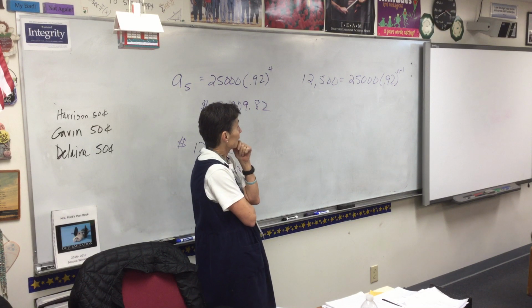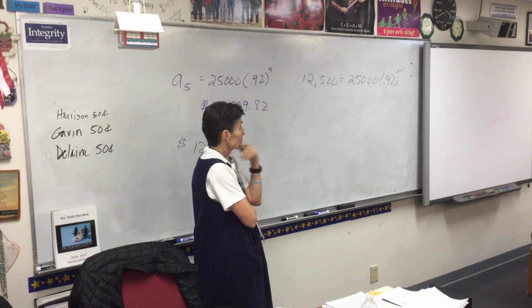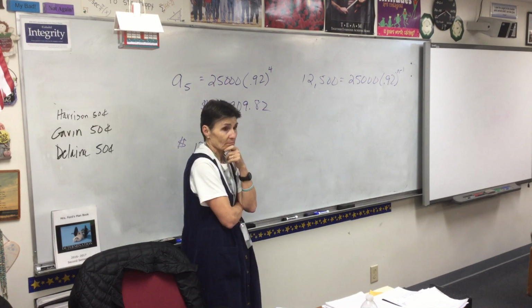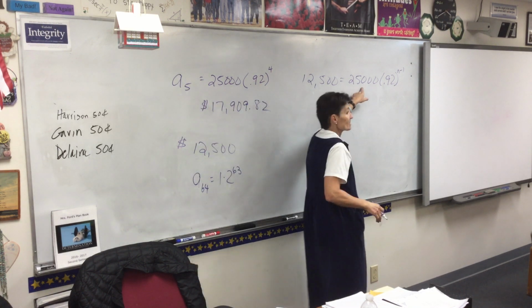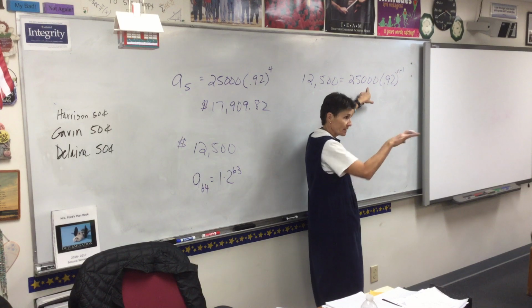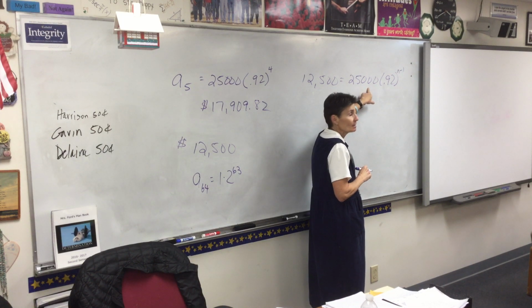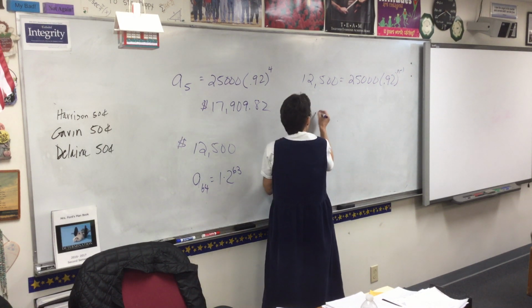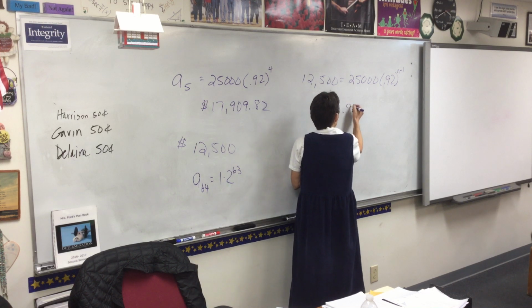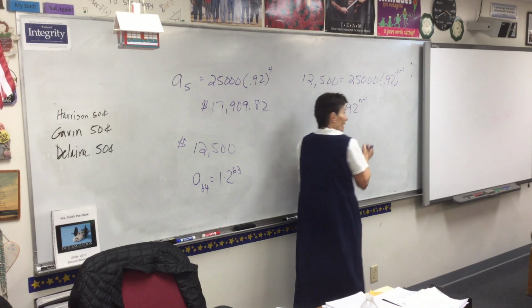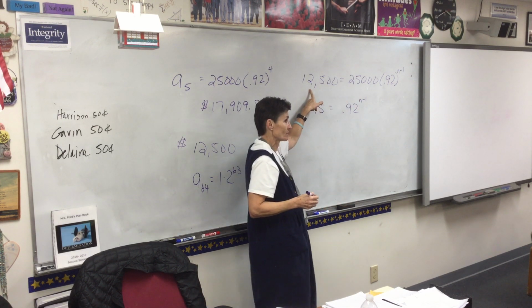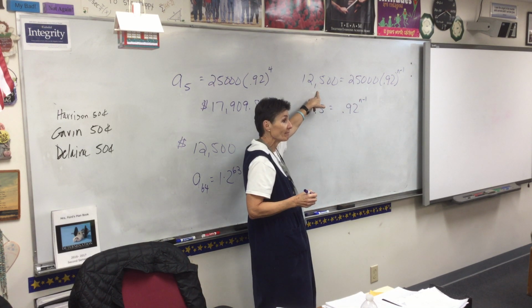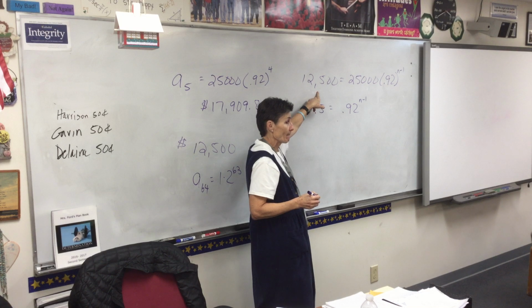Now, how would I solve this? You need to get rid of this first. So divide by that. We're going to divide by 25,000 and make it a fraction on the other side. So this is just going to be 0.5. Please don't be confused by that. I am dividing by 25,000. Isn't this number half of 25,000? So just make it a fraction.